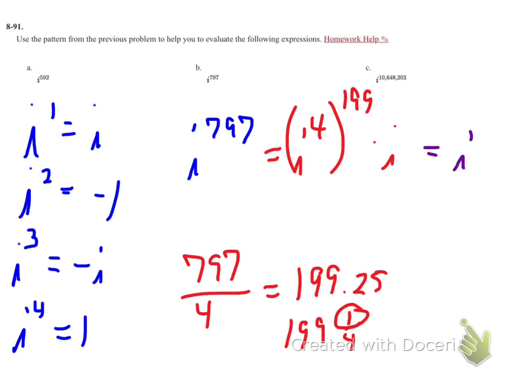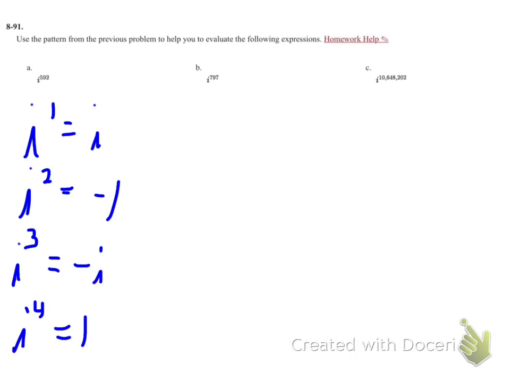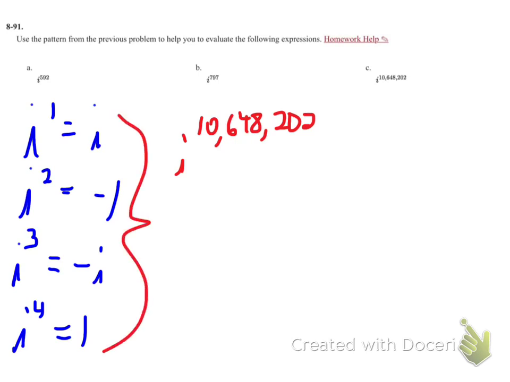Looking at problem C. Perhaps you want to try it on your own quickly. So you could pause this. So i to the 10,648,202. Again, this process right here just keeps repeating. We need to figure out where we end up along that process.